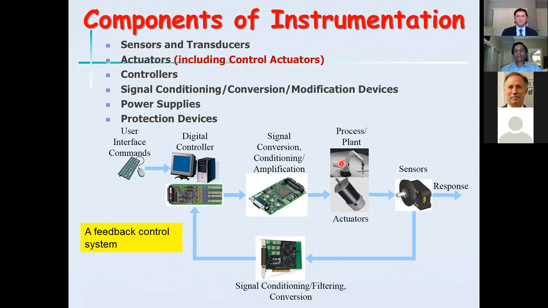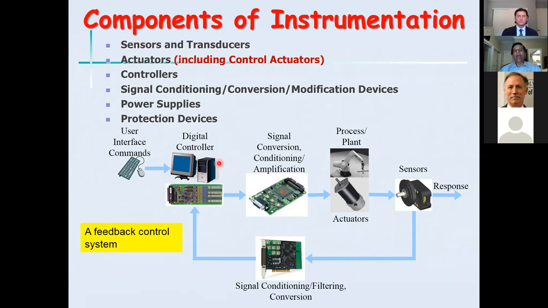Not only that, you need other things like signal conditioning. The signal that you are measuring may have to be filtered. It may have some noise. It may have to be amplified before you use it. So you need conditioning. And then because of the digital controller, if the sensed signal, which most likely is an analog signal, you have to sample it and digitize it.